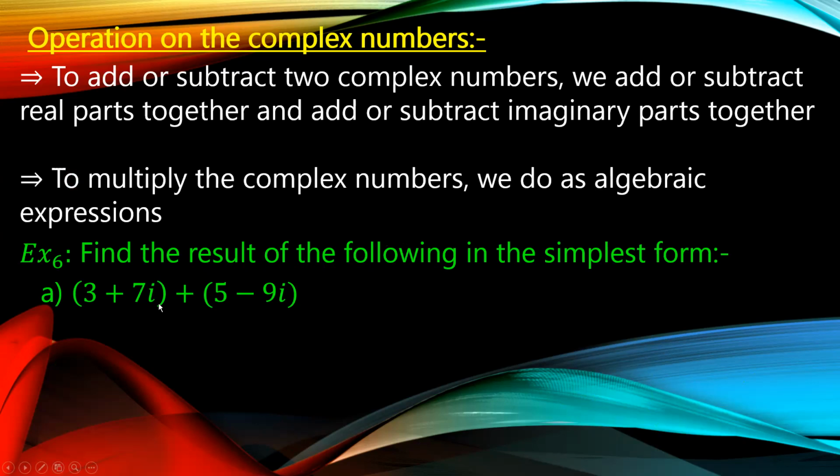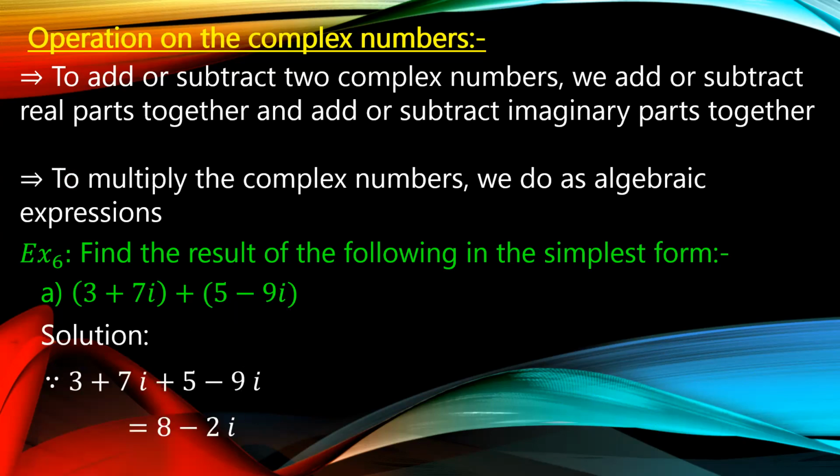I will add the real parts together. 3 plus 5 equals 8, and the two imaginary parts, 7i plus negative 9i, will be negative 2i. Again, I will add the two real parts together and the two imaginary parts together. 3 plus 5 equals 8. 7i minus 9i equals negative 2i. Then the result will be 8 minus 2i.